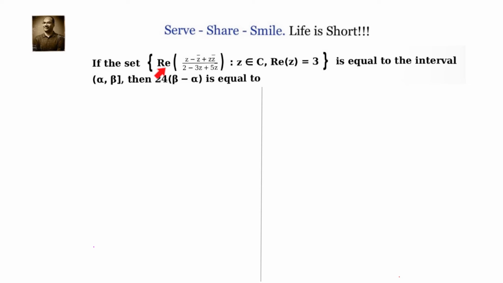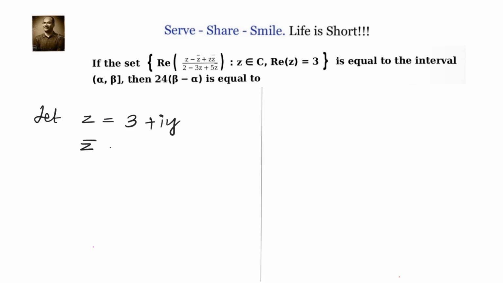If the set of real values of the real part of (z minus z conjugate plus z into z conjugate) divided by (2 minus 3z plus 5z conjugate), where z belongs to the complex numbers and the real part of z is equal to 3, is equal to the interval (alpha, beta), then 24 into (beta minus alpha) equals how much? Now first we have been given that the real part of z is 3. So let us say z equals 3 plus iy.